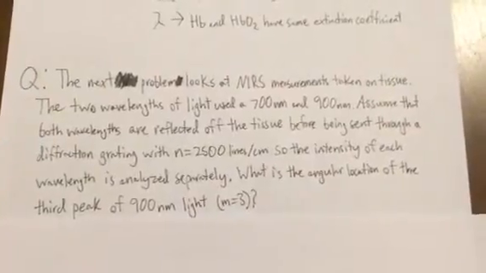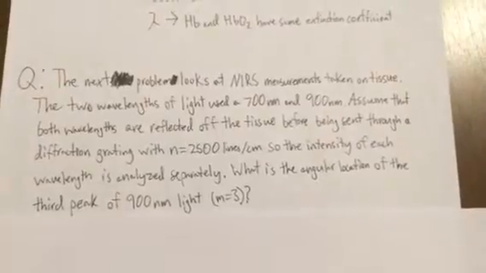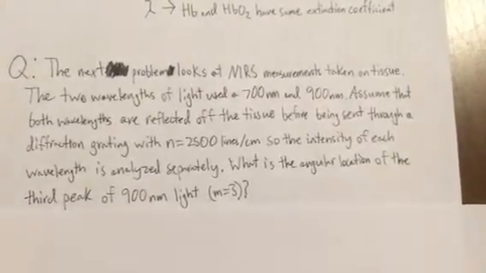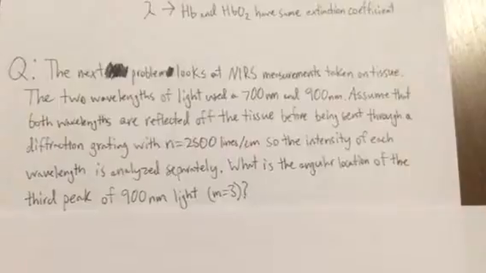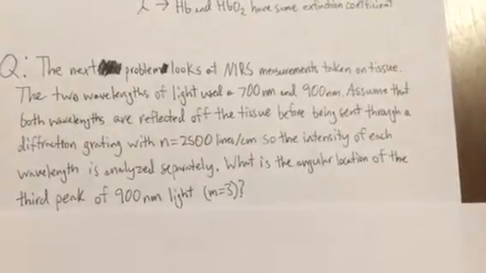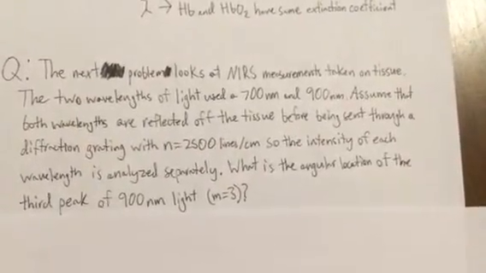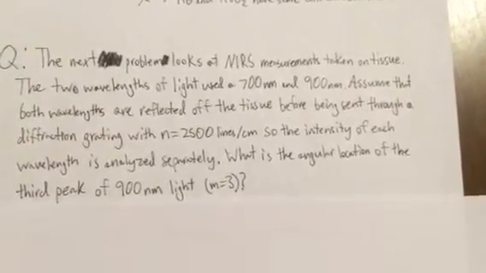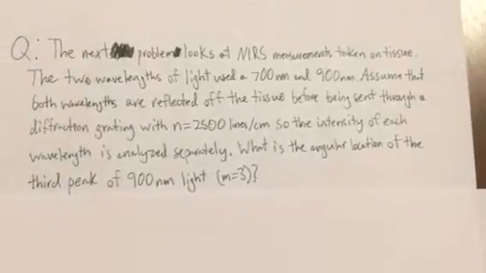The next problem looks at NIRS measurements taken on tissue. The two wavelengths of light used are 700 nanometers and 900 nanometers. Assume that both wavelengths are reflected off the tissue before being sent through a diffraction grating with n equals 2500 lines per centimeter, so the intensity of each wavelength is analyzed separately. What is the angular location of the third peak of 900 nanometer light?